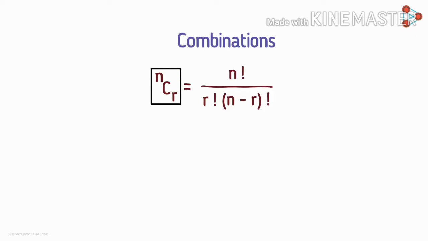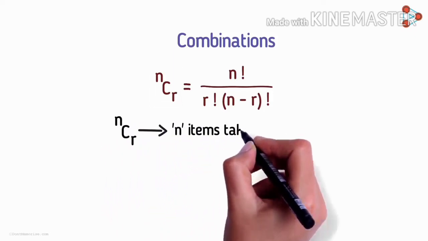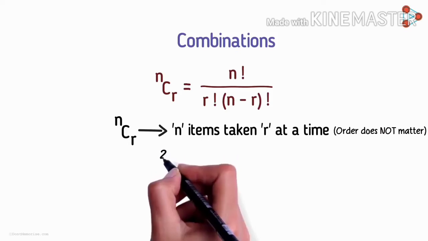What does NCR mean here? NCR represents n items taken r at a time, where the order in which the items are chosen does not matter. Now, let me ask you one question. Can you tell me the value of 2C0?